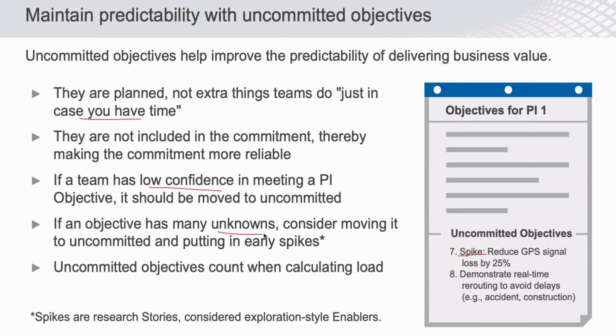Yeah. Okay, so uncommitted are planned. We have the capacity, but they are not guaranteed. With me? Yep. Hey, Adam, question? Yeah, just a clarification question. So objectives, is that the same as target features within the PI, or is it a different thing?